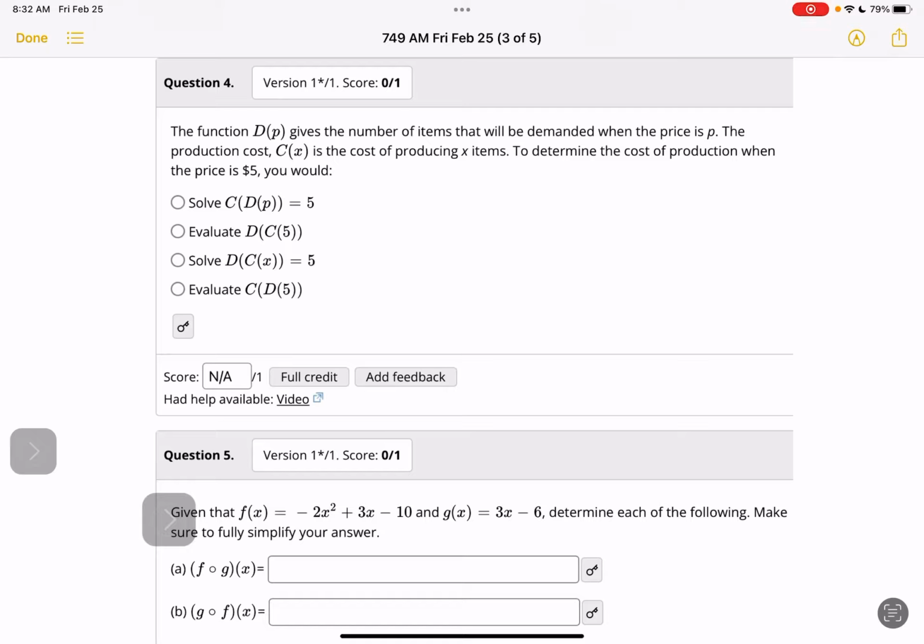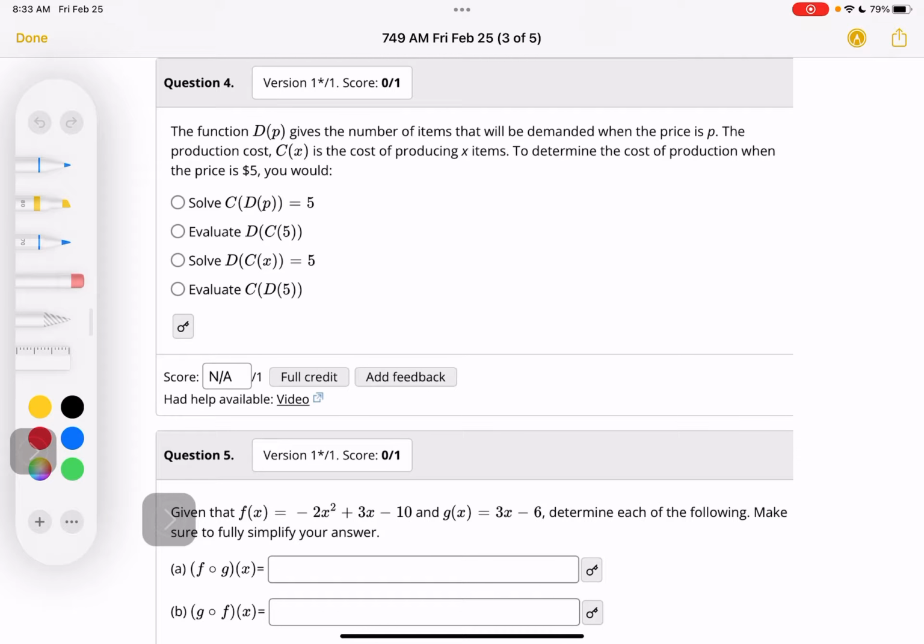Would we solve the cost of the demand at equals 5? Would we find, so no, let me be clear. P is the price. P is the price. I think I can highlight with this. P is the price, and we're telling us that the price is $5.